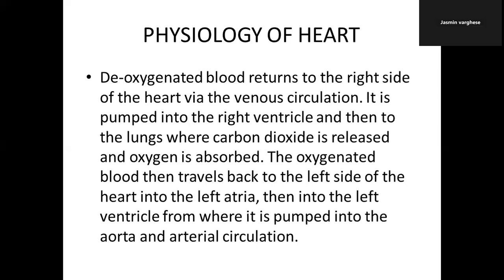That means through the superior vena cava and inferior vena cava. Deoxygenated blood returns to the right side of the heart, that means the right atrium. Then from the right atrium it will go to the right ventricle, and from the right ventricle it will go to the lungs. In the lungs, purification will take place. What will happen there? Carbon dioxide will get released and oxygen is absorbed.